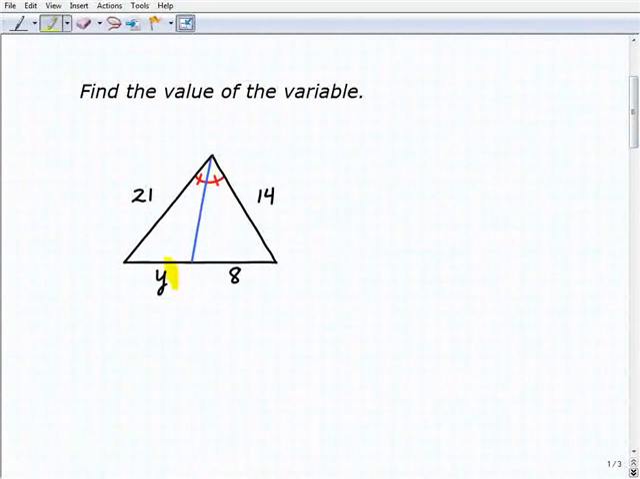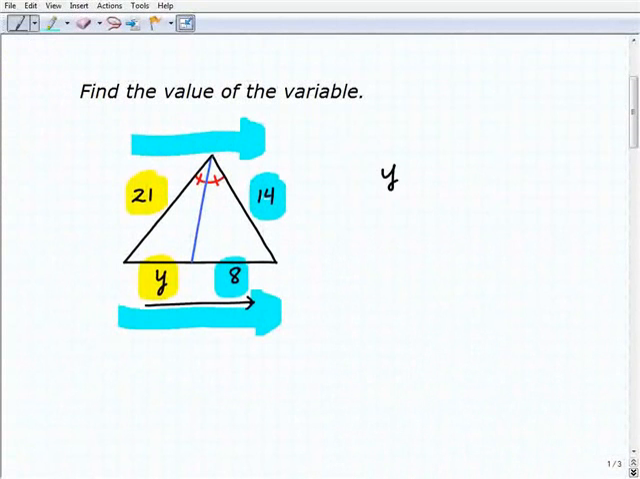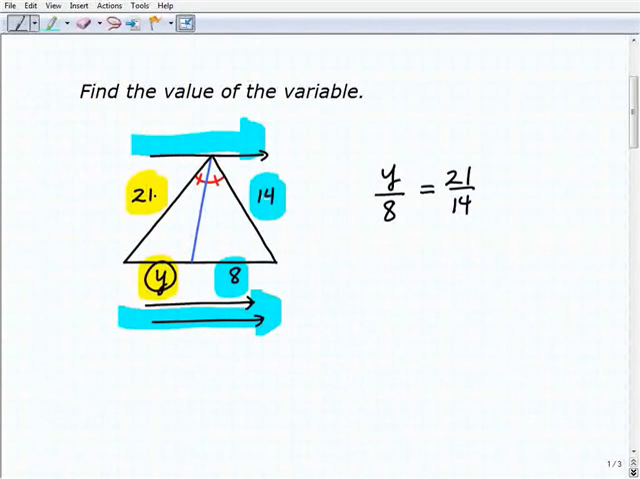So I'm going to go y over 8. I'm forming a proportion this way, and then I'm going to form a proportion going this way. Once you see the first problem set up, you'll see this is actually quite easy if you had a little trouble with it in the lesson. So y over 8 is equal to, notice I'm going from left to right again, 21 over 14. So these two are my numerators, and the last two are my denominators.